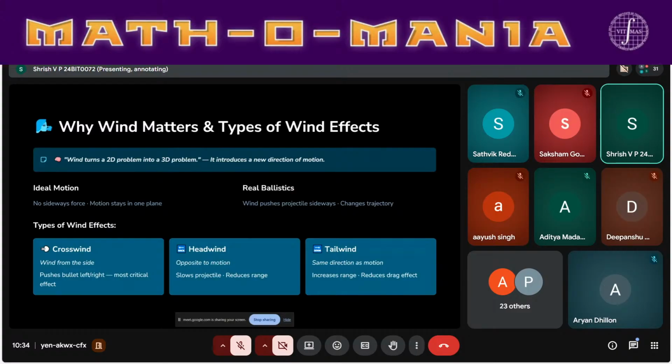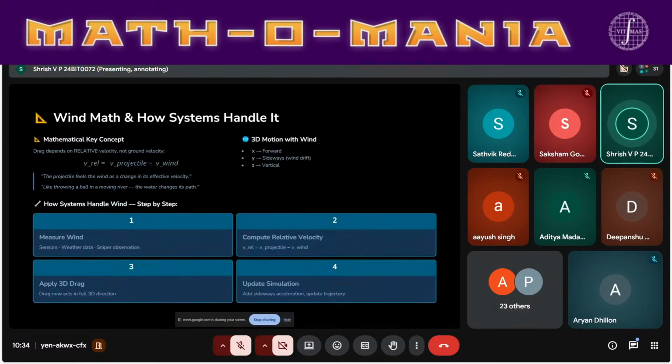So, let us now discuss how real systems handle the wind factor step by step. Okay. The first step, they measure wind. Systems collect wind data using sensors, weather inputs, and observations. Next, they compute relative velocity, which is nothing but projectile velocity minus the wind velocity. This gives the effective velocity using drag calculations.